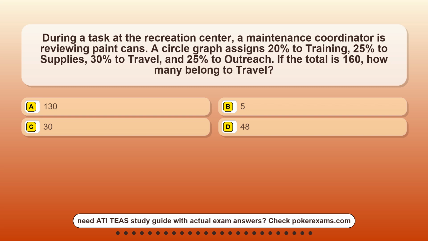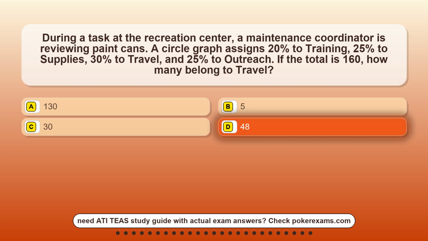Question 1. During a task at the recreation center, a maintenance coordinator is reviewing paint cans. A circle graph assigns 20% to training, 25% to supplies, 30% to travel, and 25% to outreach. If the total is 160, how many belong to travel? Option A, 130. Option B, 5. Option C, 30. Option D, 48.